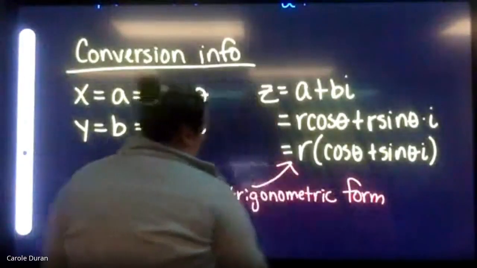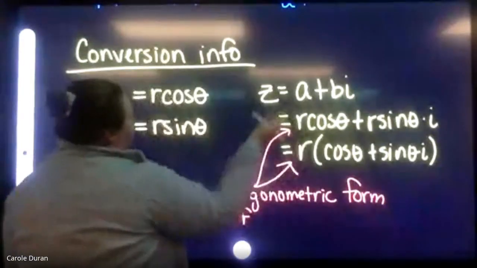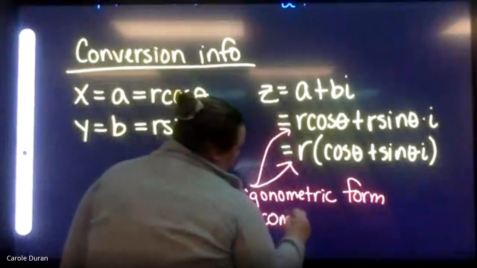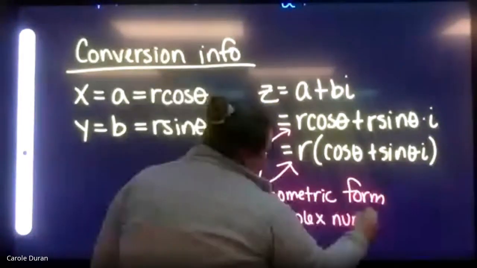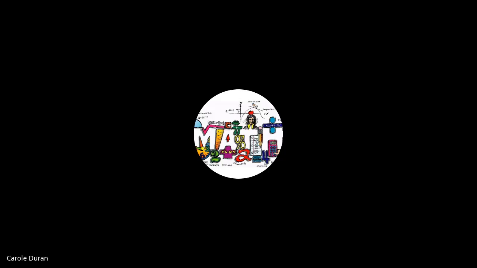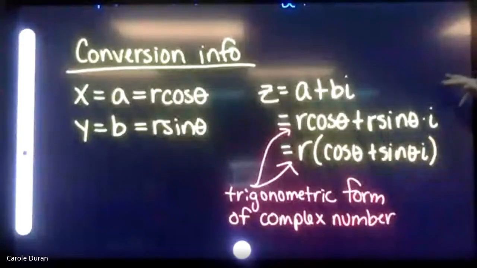You could distribute, but you don't have to pull out the r. You could leave it like this and it means the same thing. I saw that after I said it. So by substituting in polar coordinates for rectangular coordinates, we create a trigonometric form of a complex number. Either one of these would be considered the trig form of this complex number. That's important.